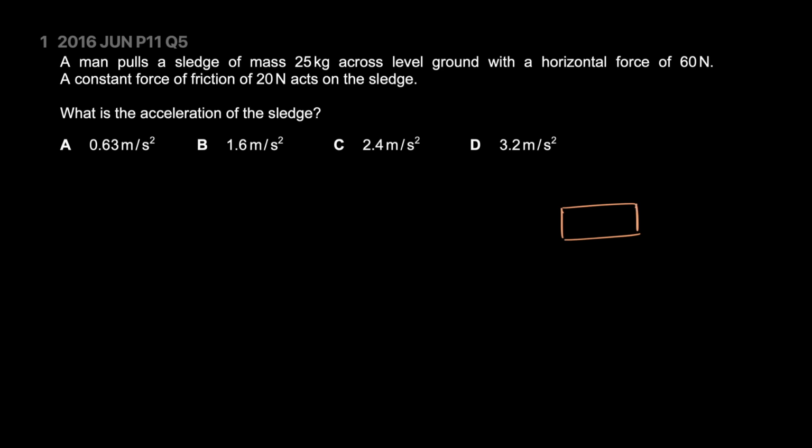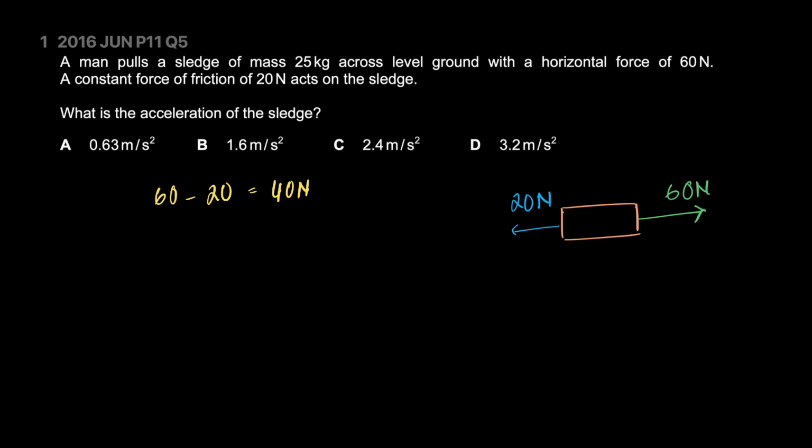Here is my sledge. The force you're pulling it with is 60 newtons, and it's being held back by a force of 20 newtons because of friction, right? So what is the effective force towards the right? Well, it's the difference of the two forces. So effectively, it's 60 minus 20, which is 40 newtons. That is the net force acting on it, right?